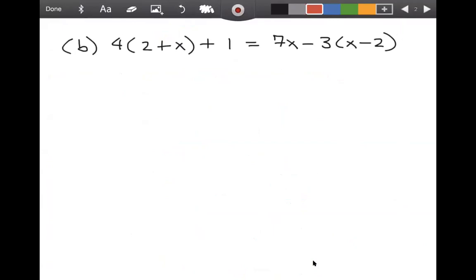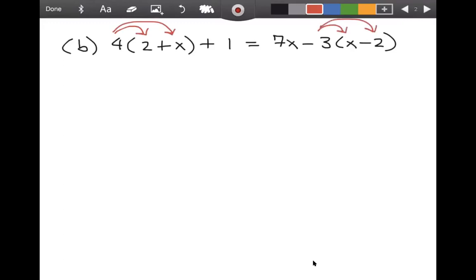We have 4 times 2 plus x plus 1 equals 7x minus 3 times x minus 2. So kind of similar to the last example, maybe just a little bit more complicated. Step 1 does not apply. We don't have any fractions. Step 2 is to get rid of parentheses, and we do have 2 sets of parentheses in this one.